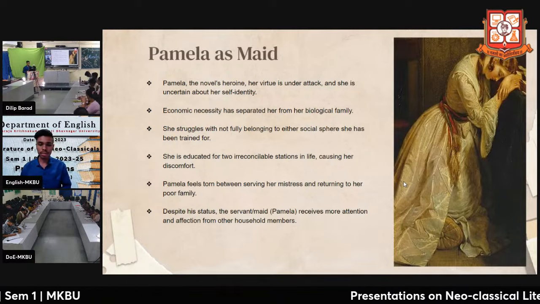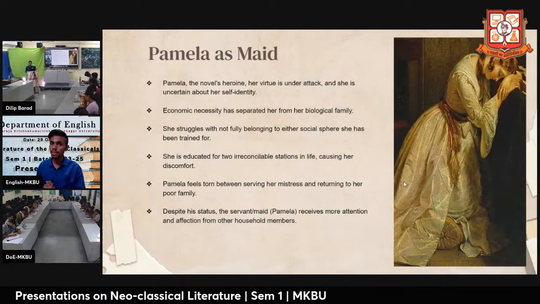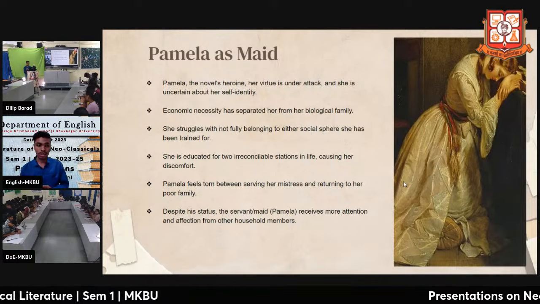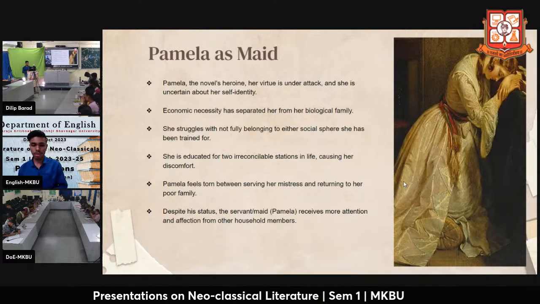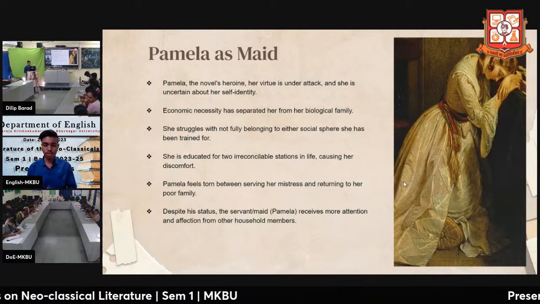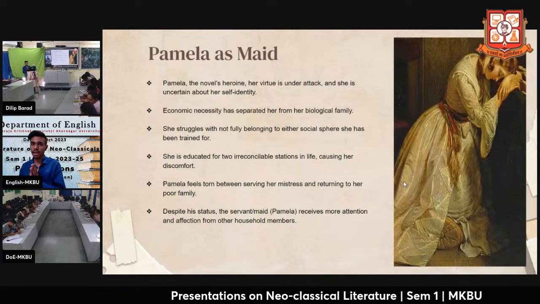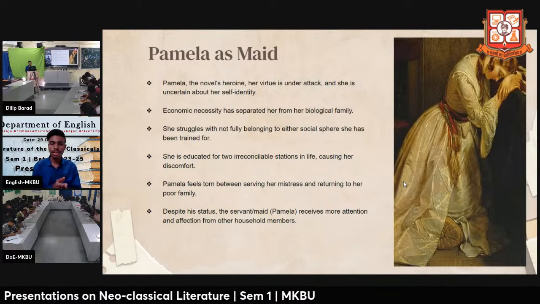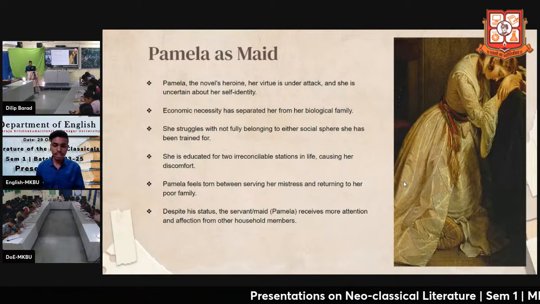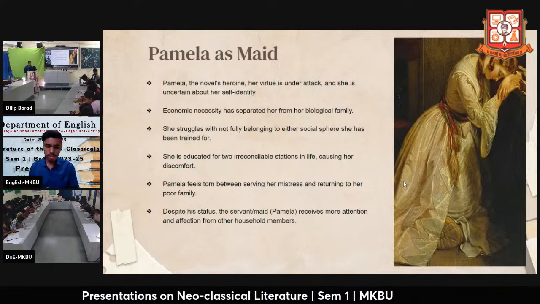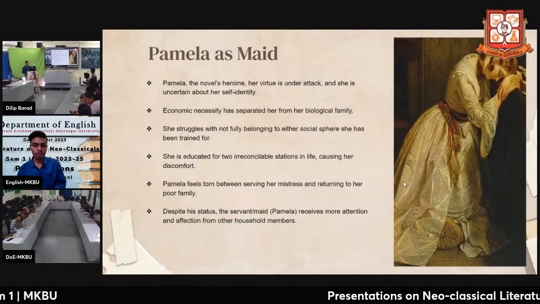Economic necessity has separated her from her biological family. Her economic and social condition is very low, and because of that she is separated from her family. She struggles with not fully belonging to either social sphere she has been trained for. She is not trained to become a maid, because her economic and social condition is not good. That's why she becomes a maid. She is educated for an irreconcilable station in life, causing her discomfort.